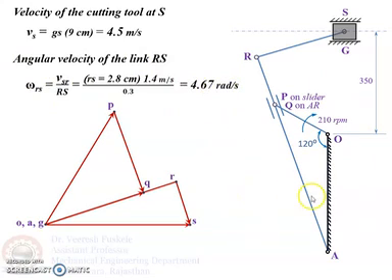So this is how you can draw the velocity diagram of the crank and slotted lever mechanism.